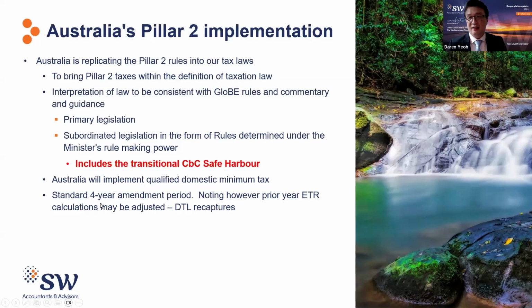There's also a standard 4-year amendment period, but I note that the Pillar 2 rules, for example, require the effective tax rate or top-up tax to be recalculated if there is, for example, a DTL recapture, a DTL which does not reverse within 5 years. So I assume that there will be adjustment for this.